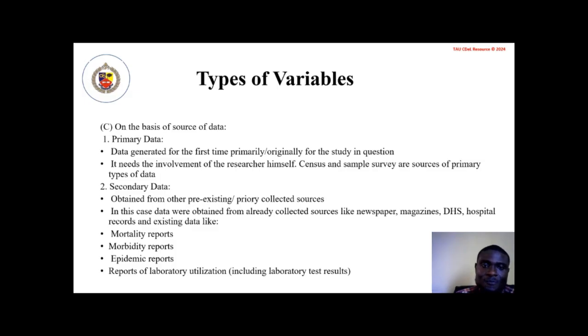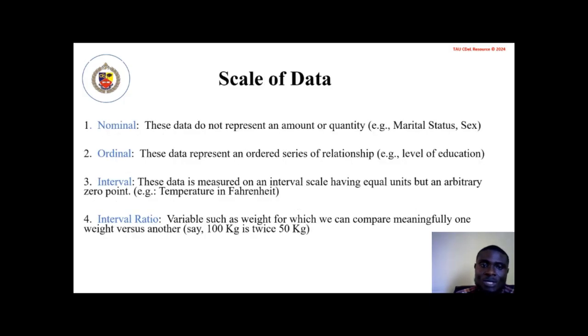And we have methods of collection of data. We have the primary data and the secondary data. Just as the name implies, primary data means that the data was gotten directly by you, while secondary data means that you got the data from a third party. Then we have the scale of data, that is, the scale of measurement.